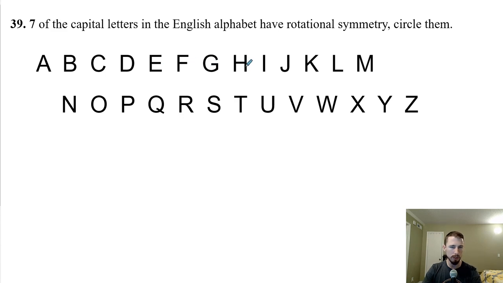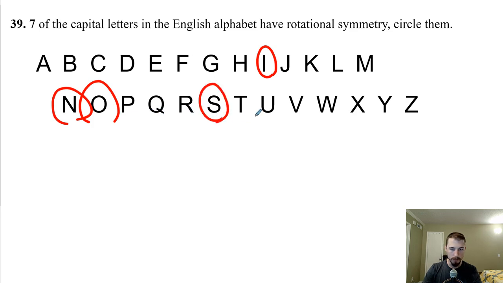H, ooh, it's so close, but it doesn't, because this is longer than the top part. I definitely, 180 degrees upside down, still the same. J, K, nope. L, no. M makes a W, but that's not what we're looking for. N, this font of N actually would have rotational symmetry. O, of course it does. P and then Q, no. R, no. S does, which is cool. T does not. U does not. V does not. W does not. X, yes, that does. And then Z does as well.